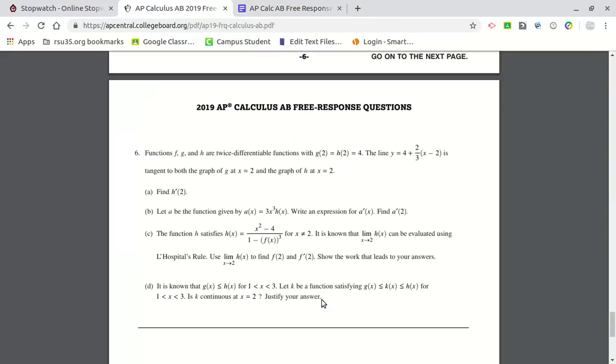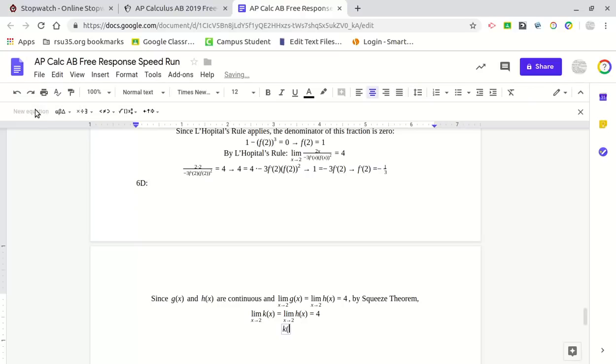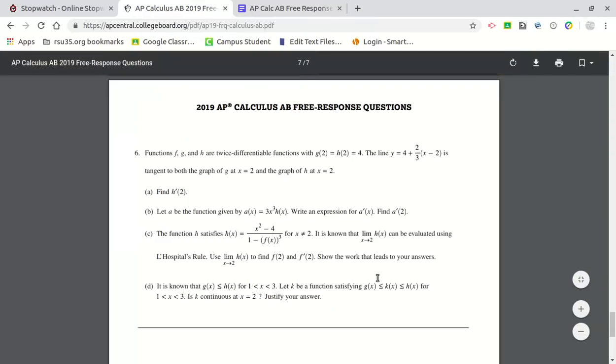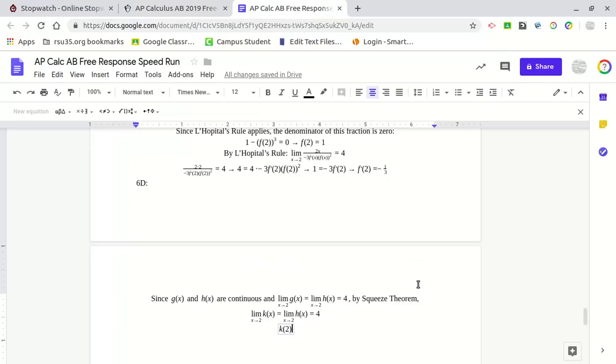So it's just one part of figuring out if k is continuous. The other part of figuring out if k is continuous is what is k of 2. So for k of 2, it doesn't actually give us a formula for k, but it does give us this inequality, which we use for squeeze theorem. But the other thing we can use it for is for finding k of 2. So if I plug in 2 into the inequality, I get this.